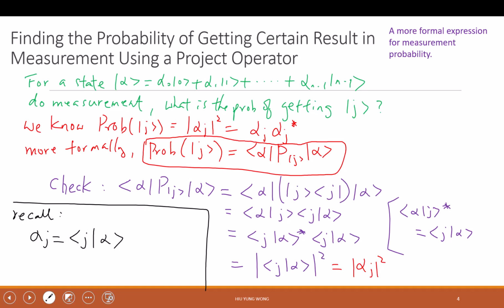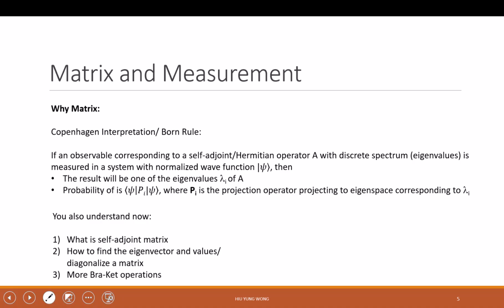Okay, so many things. First thing, I want you to go back to really understand every step. Be familiar with the tools. Second, remember that this is how you find the probability for it to collapse. And third, of course, recall these important equations. Okay, any questions? So if no, then we come to a conclusion.